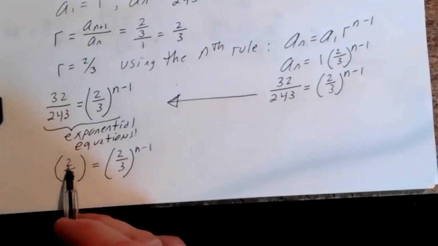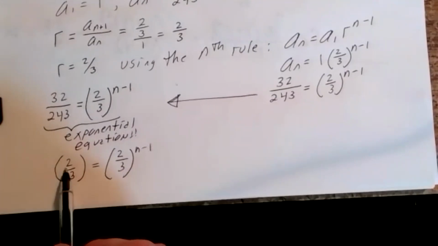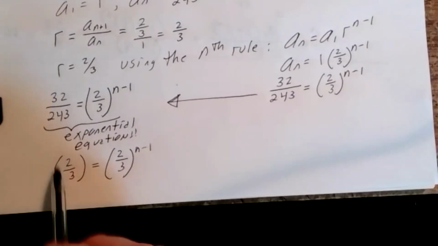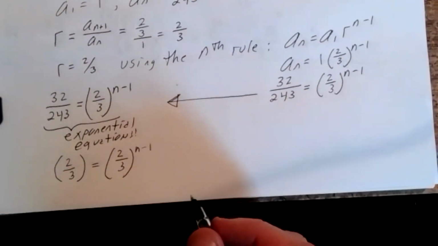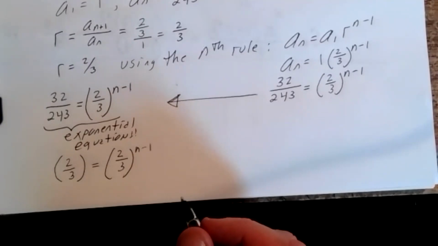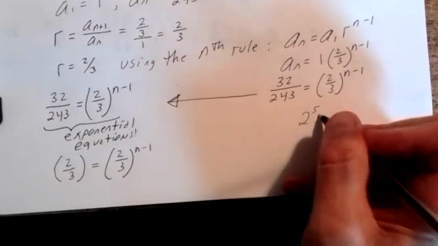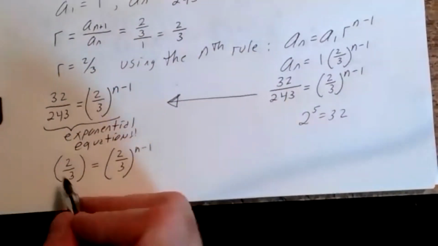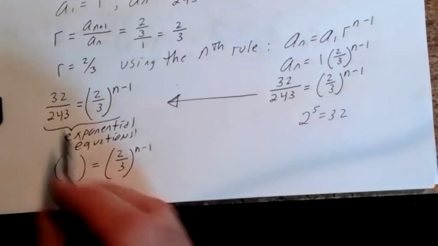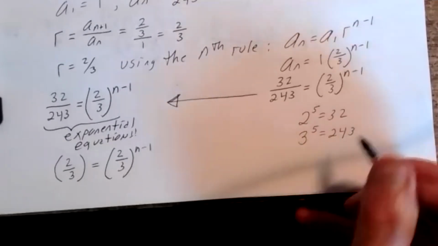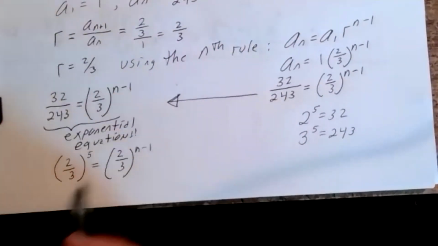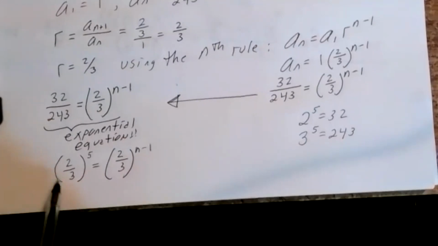What power do you have to raise 2 to get 32? You can get on your calculator and try that out. 2 to what power is 32? The 5th power. All right, so 2 to the 5th power is 32. What power do you have to raise 3 to get 243? The 5th power. Well, it looks like we're in business. So we'll just raise 2/3 to the 5th power. And that's how we would generate the 32 over 243.